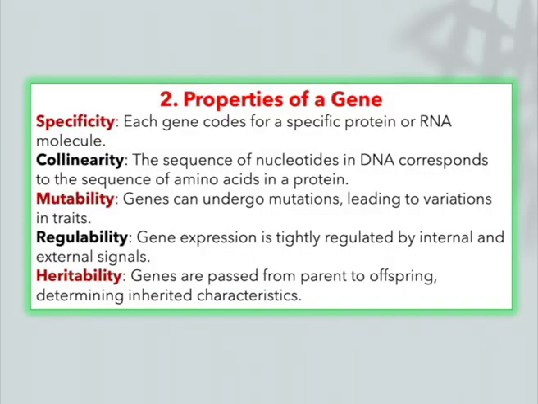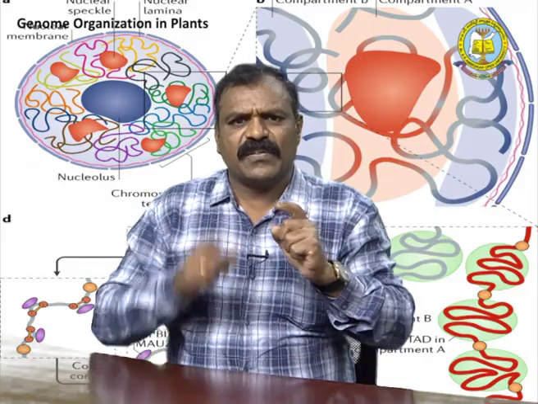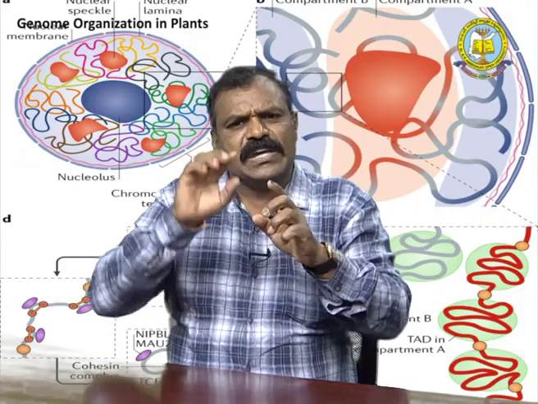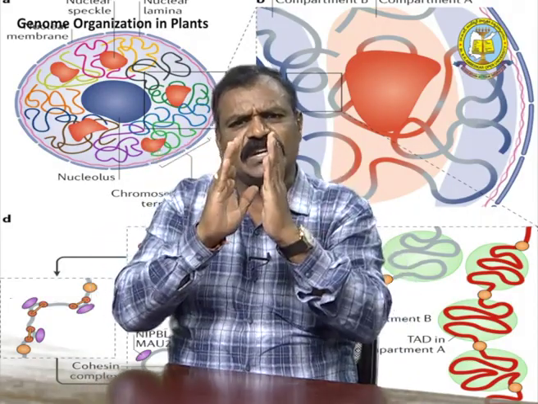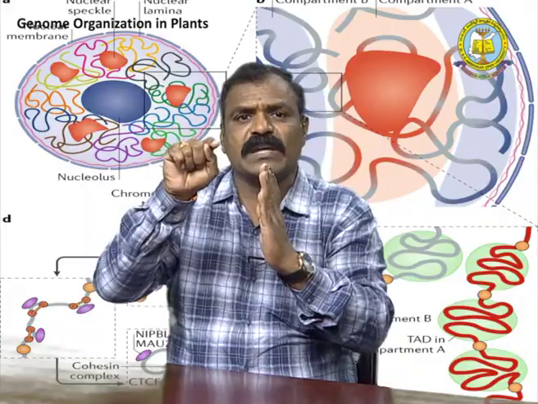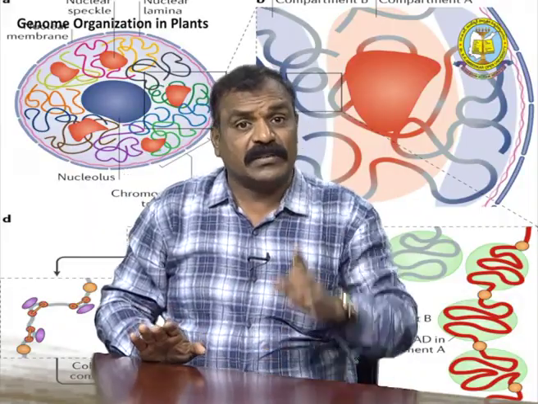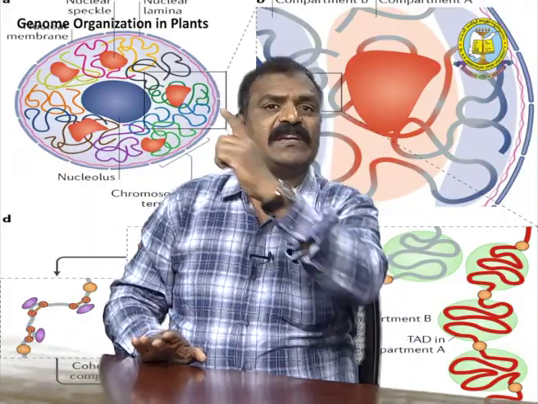Which properties do all genes show? Any gene can show specific properties that we can discuss here: specificity, collinearity, mutability, regularity, regulability, heritability. These are the specific properties of the gene. The first one is specificity. Each gene, any type of gene, codes for a specific protein or RNA molecule. That is what we call the specificity of the gene.